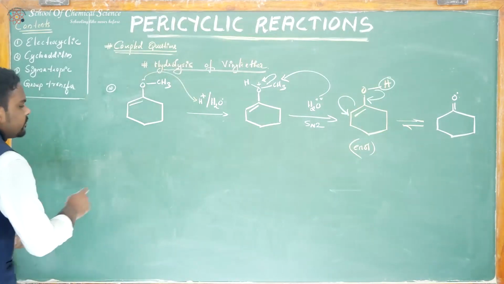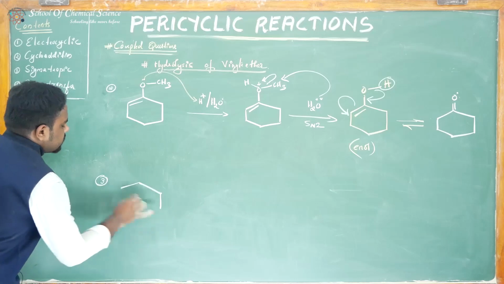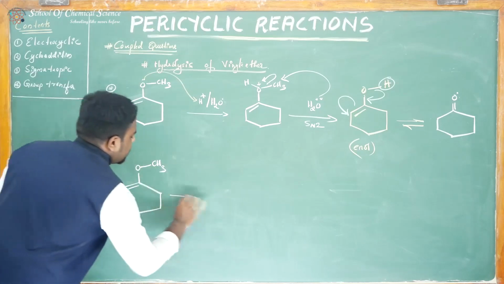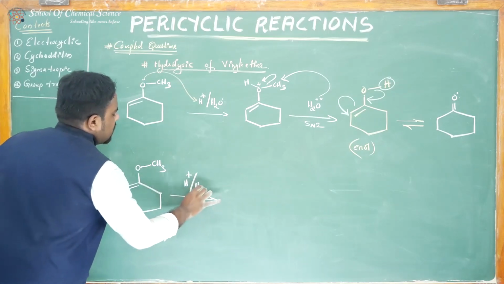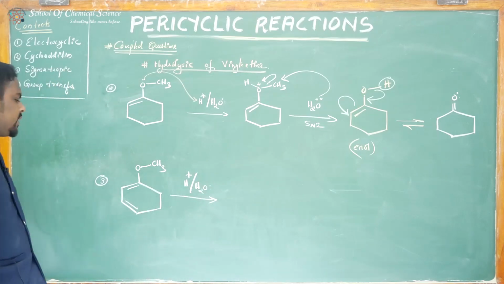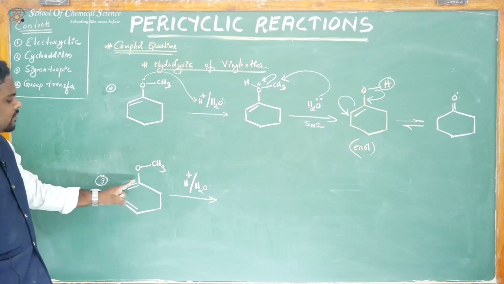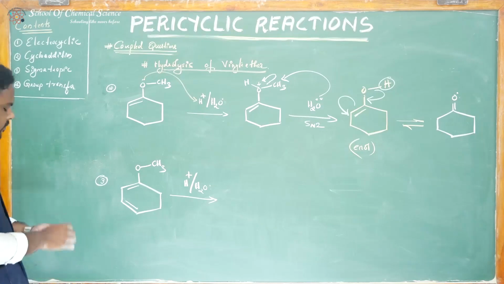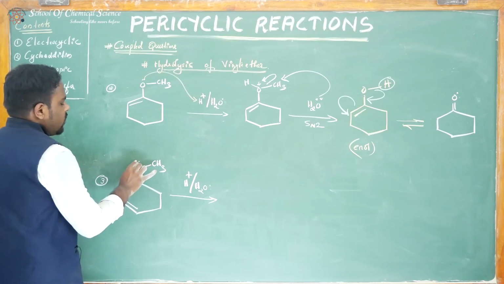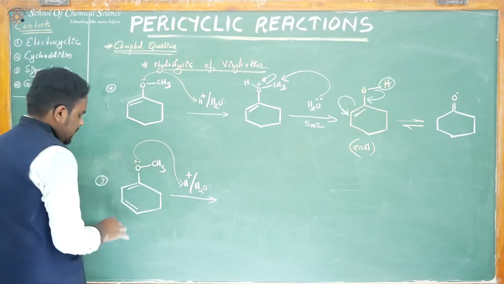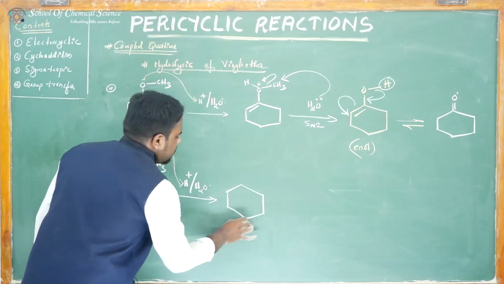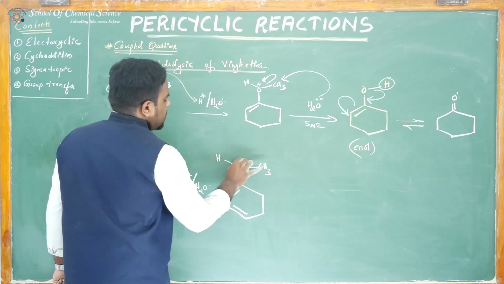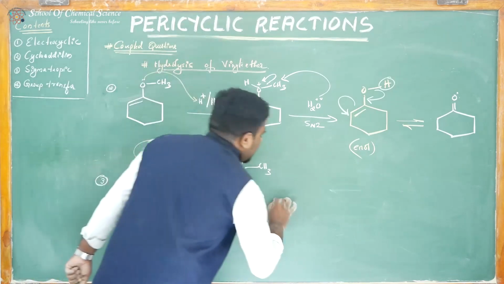Another example, example 3. OCH3, H plus, H2O. What type of reaction? Definitely hydrolysis of a vinylic ether, because there is a carbon-carbon double bond followed by an OR group. This is an example of a vinylic ether. The lone pair on oxygen will attack the H plus. So you will get the ring. Here a pi bond, here a pi bond, OCH3, H plus.